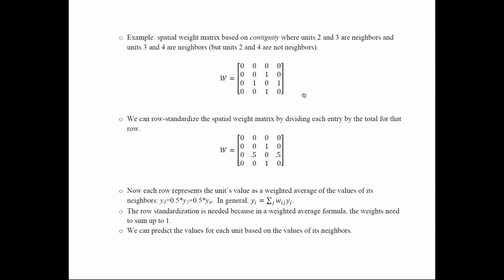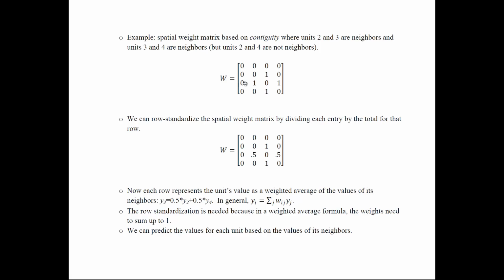So all the neighbors get a value of 1, and all that are not neighbors get a value of 0. Notice another interesting thing about these spatial weight matrices: the diagonal elements are equal to 0. Are you a neighbor of yourself? Is unit 1 a neighbor of itself? The answer is no, and we would put that as a 0. This is just a convention.